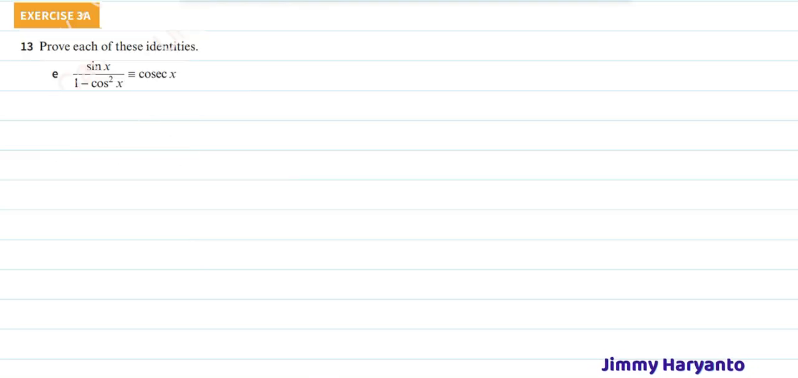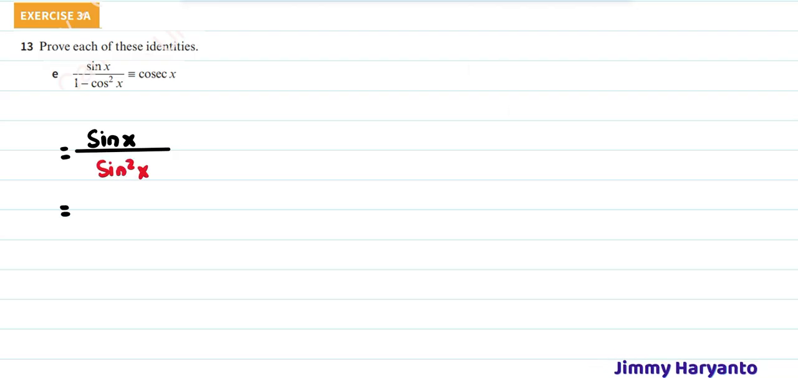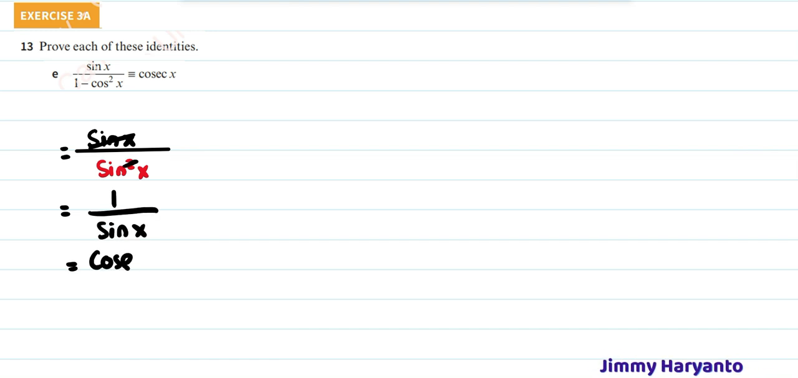And then the next one is question 13. For question 13, I will change the 1 minus cos square into sine square x. We have this formula. 1 minus cos square equals to sine square x, so we can cross out one of the sine, so you will have 1 over sine. 1 over sine equals to cosecant x.